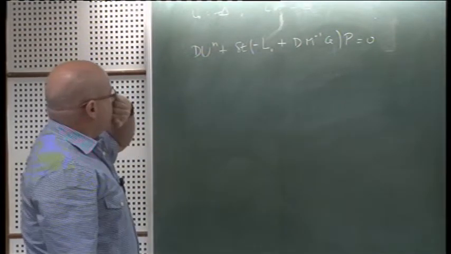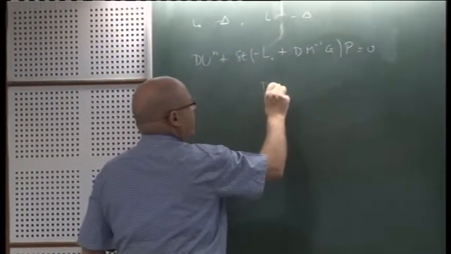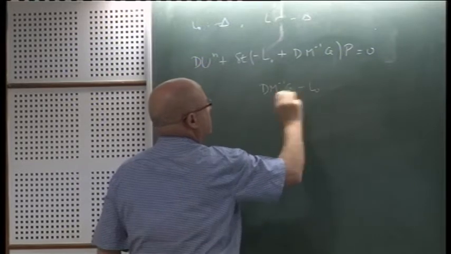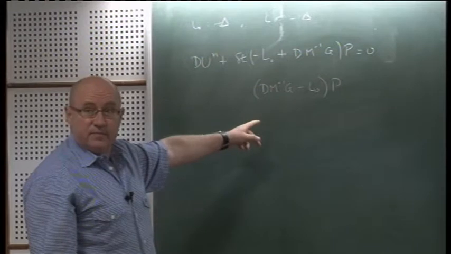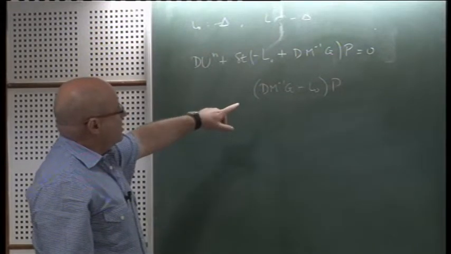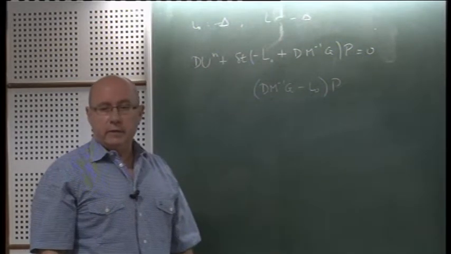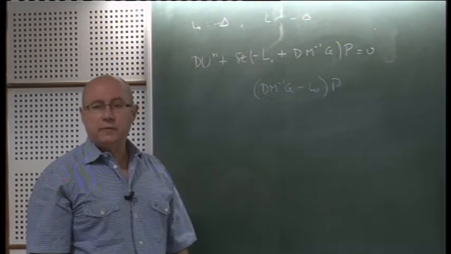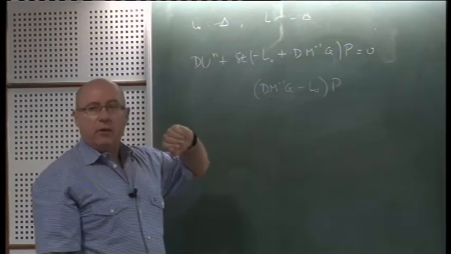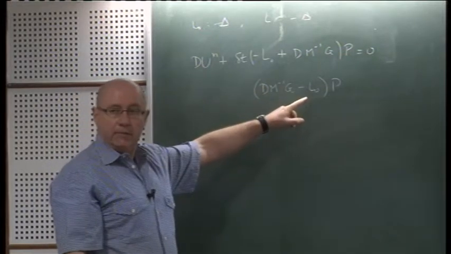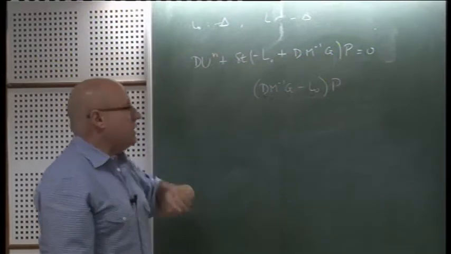So what does that mean? Look at this. We have divergence of M minus 1 gradient minus L0 multiplying p. What is that? These are two different manners of computing the Laplacian. At the continuous level, this would be exactly 0. The divergence of the gradient is 0. But at the discrete level, it's not 0.